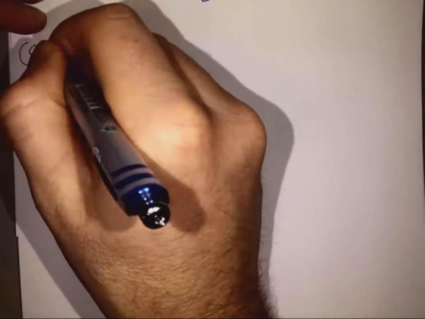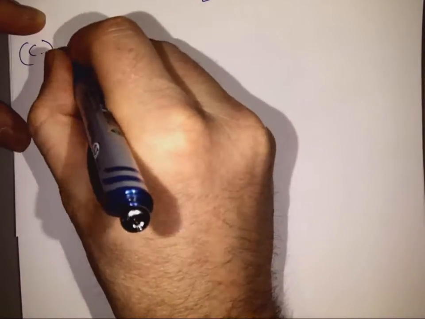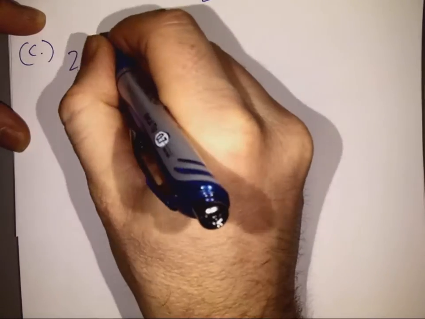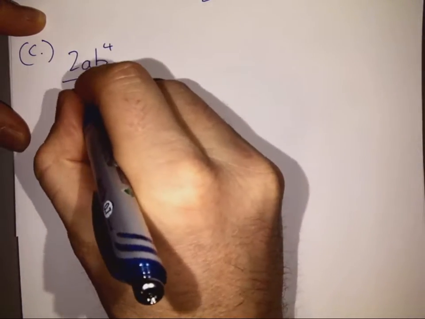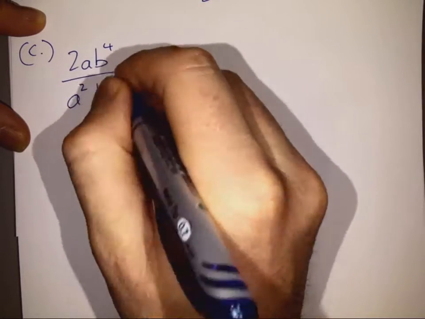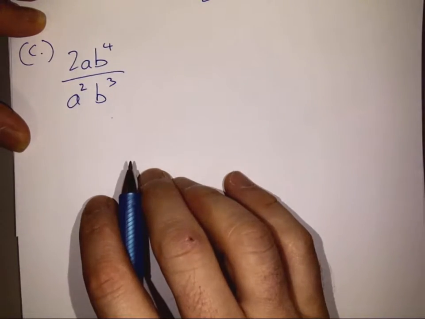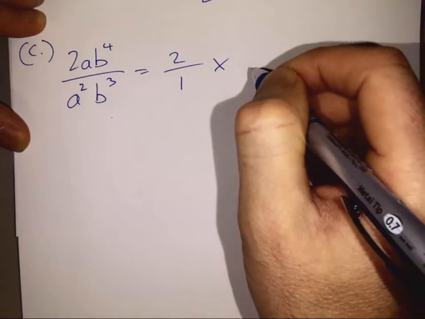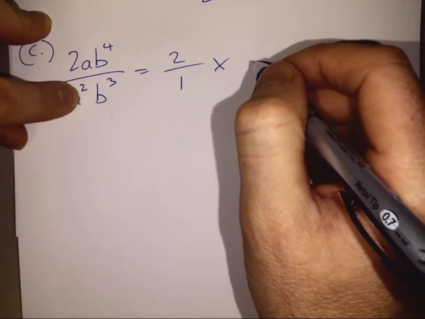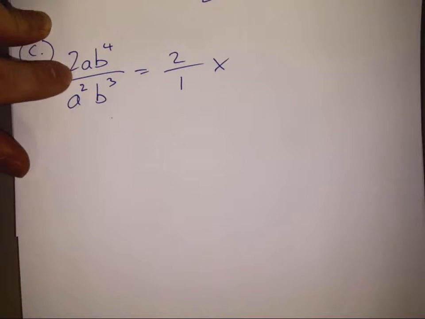In part C, we have 2ab to the power of 4 divided by a squared b cubed, so I'll write it like this: 2ab to the power of 4 over a squared b cubed. The 2 there has been divided by a 1, so we can't simplify any further. That's our number part. And a to the power of 1 divided by a to the power of 2.